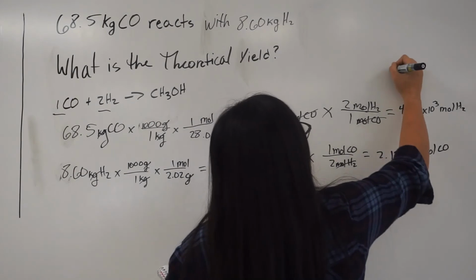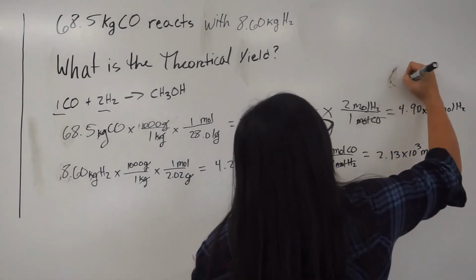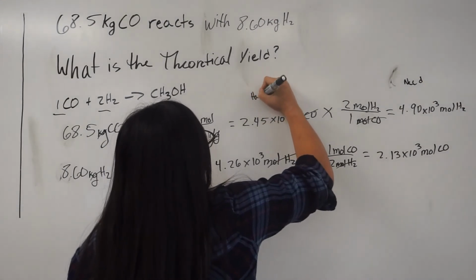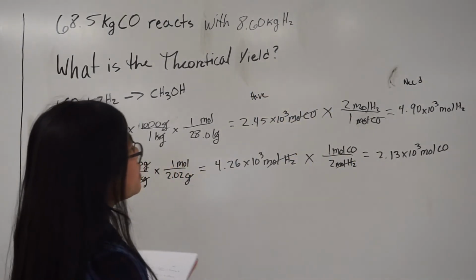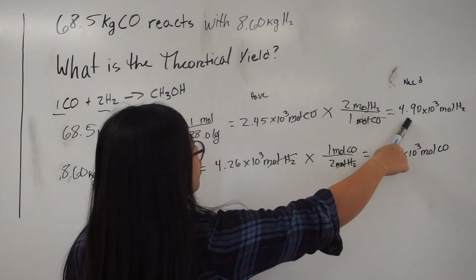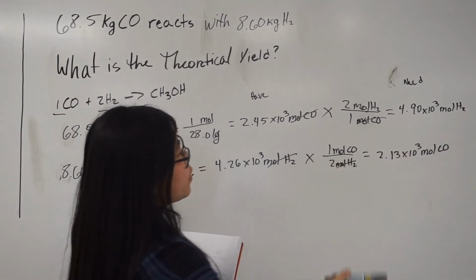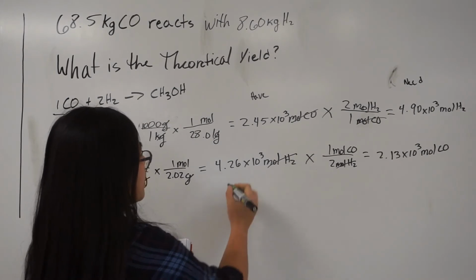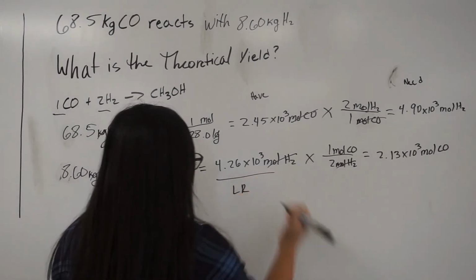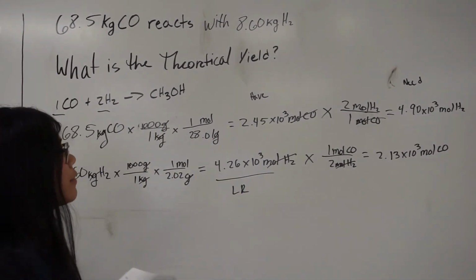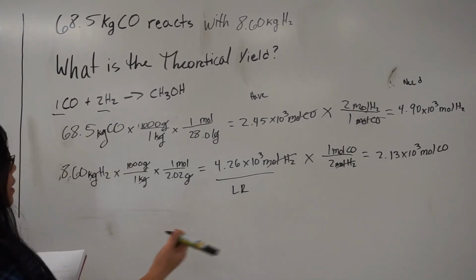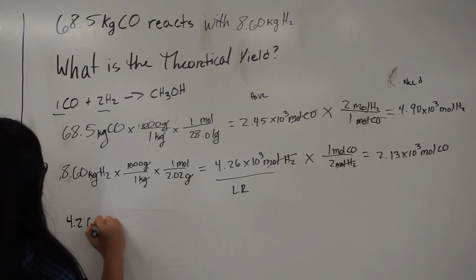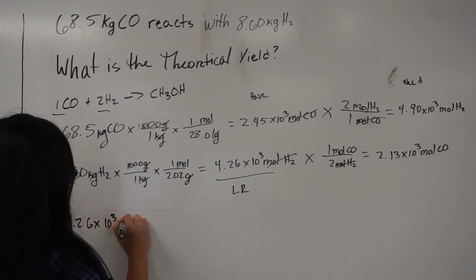So this is how much you need in a reaction, and this is how much you have. As you can see, we need 4.90 times 10 raised to the third moles of H2, but we only have 4.26 times 10 raised to the third. So this right here is your limiting reactant. Now that we know that H2 is our limiting reactant, we're going to start with that amount: 4.26 times 10 raised to the third moles of H2.